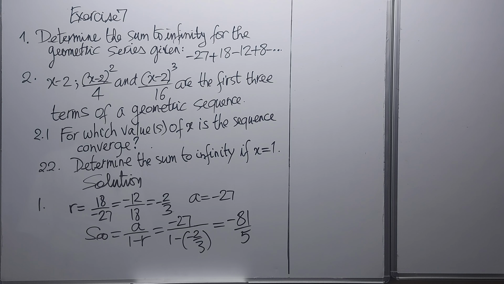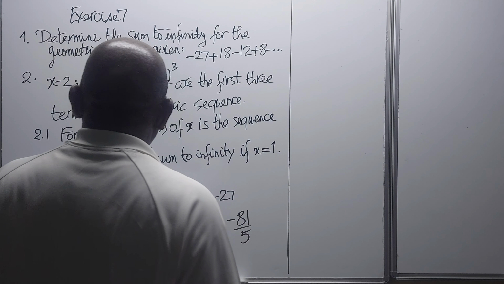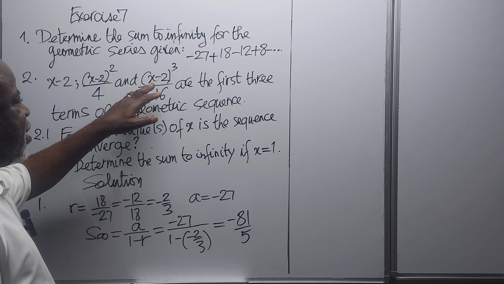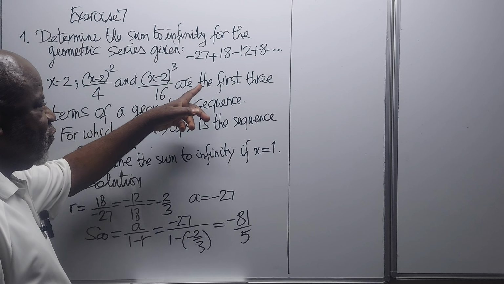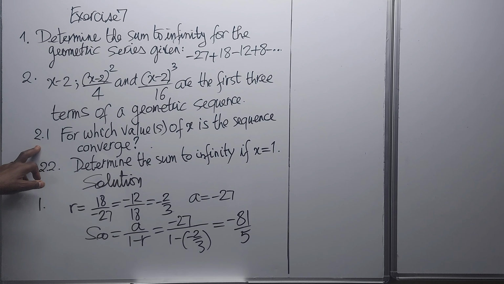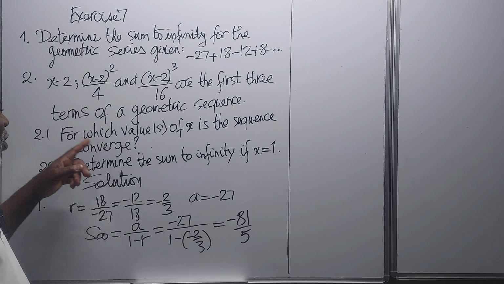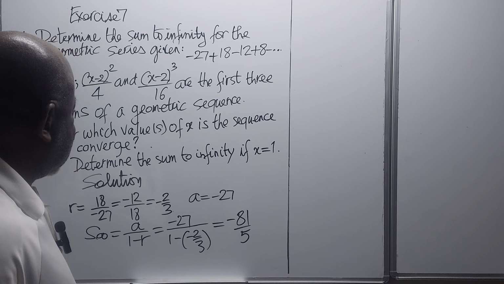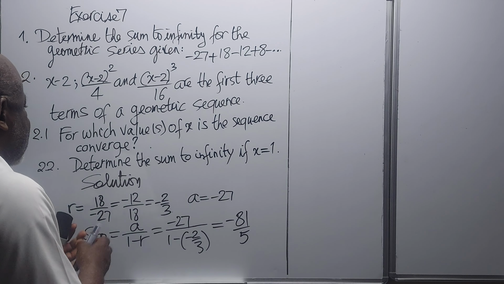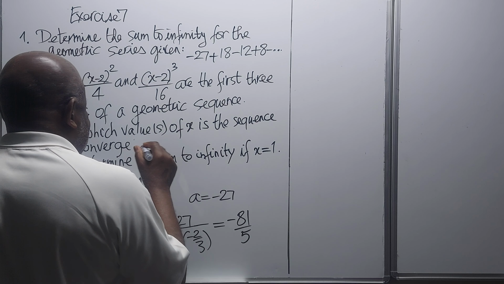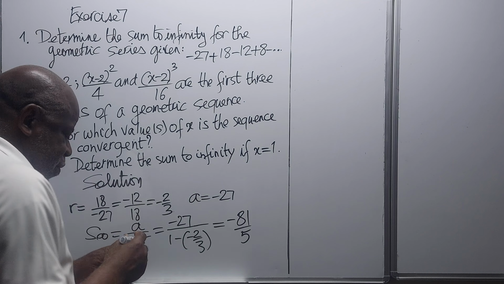So now we're going to take the second one, number 2. x minus 2 squared over 4 and x minus 2 cubed over 16 are the first 3 terms of a geometric sequence. 2.1, for which values of x is the sequence convergent? So here I think we're going to correct the sequence converge. We will have to say convergent. The sequence is convergent.